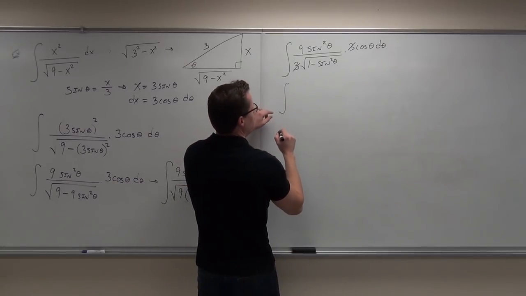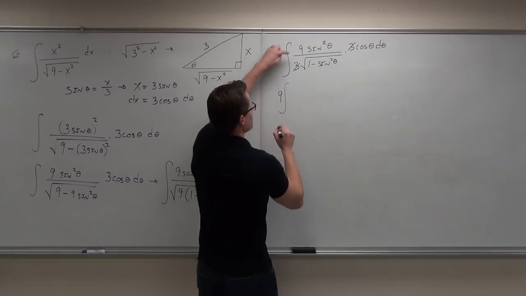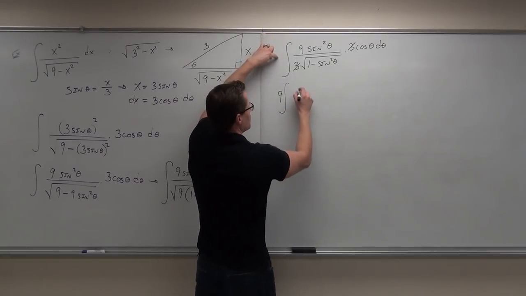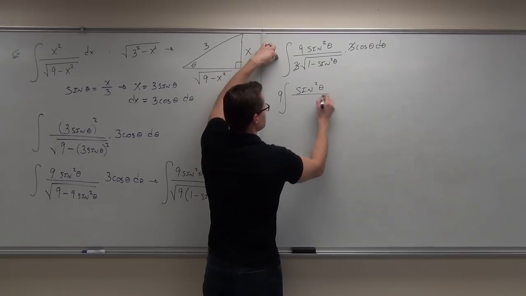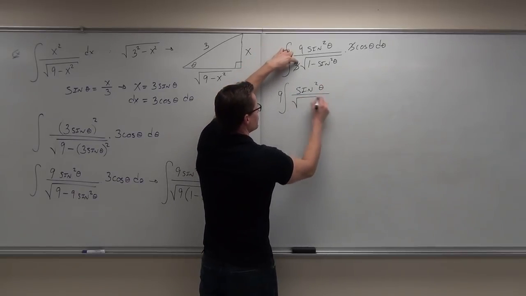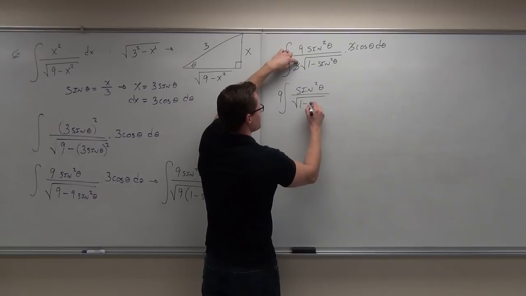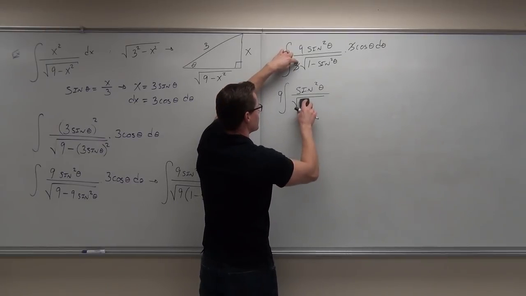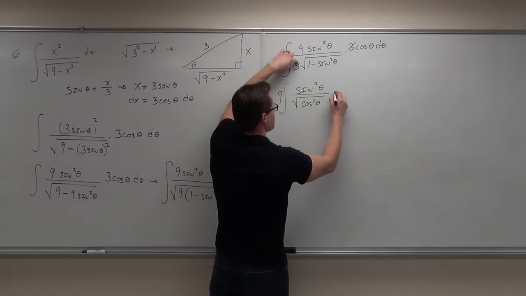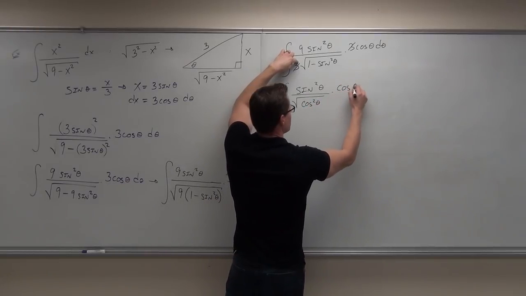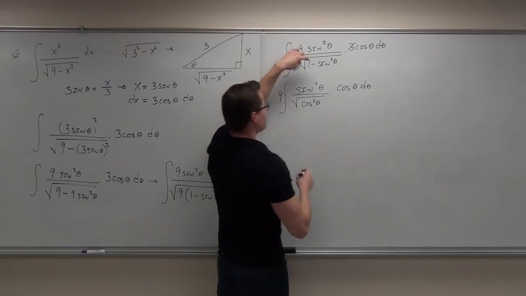Also, what else is going to happen? Pull the 9 out. Okay, so 9 is here. I've got sine squared theta. I have the square root of 1 minus, oh, sorry, I messed up. I've got cosine squared theta times cosine theta d theta.